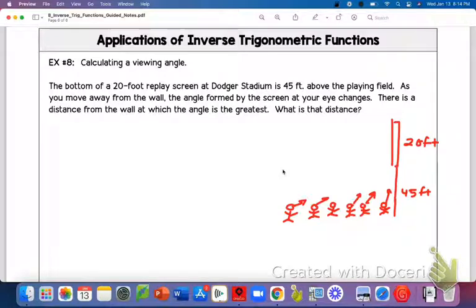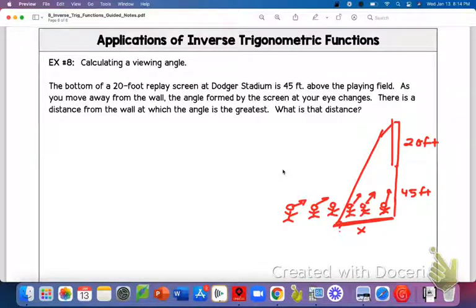So as I move away from the wall, the angle formed by the screen at your eye changes. There's a distance from the wall at which the angle is the greatest. So I need to figure out which distance from the wall, the distance away from the wall. What distance is it where my angle to look up is the greatest?